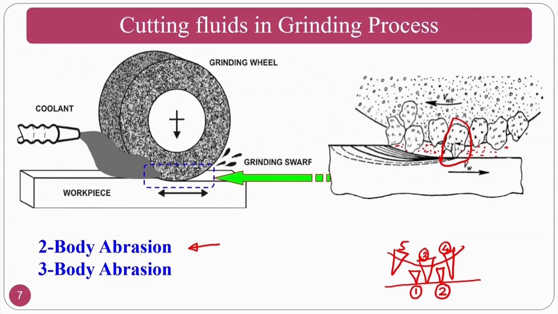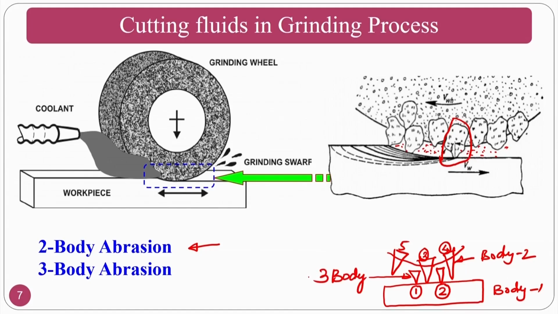Whenever you have rotation about its own axis, then it is called three body abrasion. You can see the workpiece itself is one body, body 1. This is body 2, and this delaminated or debonded particle is body 3. It's called the third body. Okay. So, this is called three body abrasion.